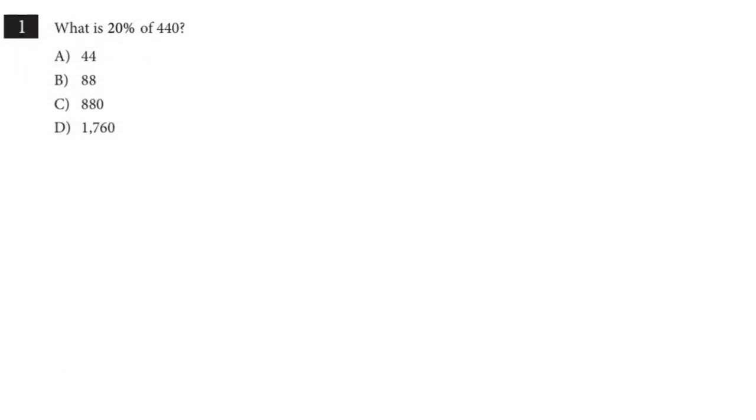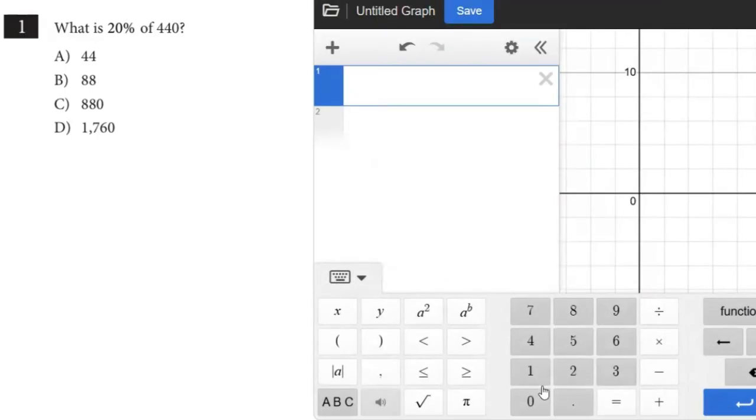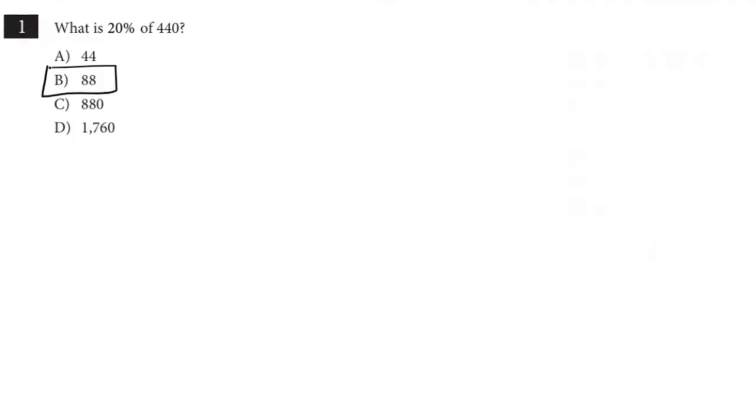Question 1: What is 20% of 440? For these kinds of questions you can just put it straight into the calculator. 20% is 0.2 times 440, and that's 88. So B is the correct answer.